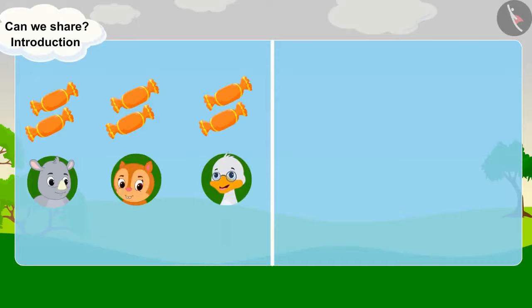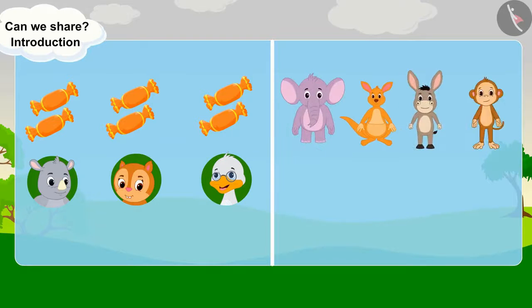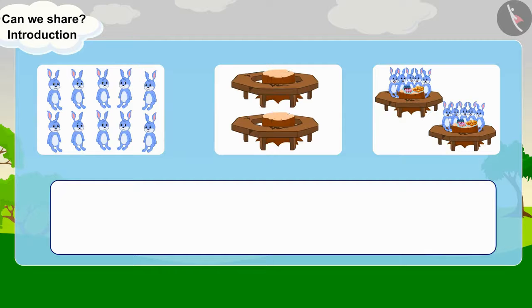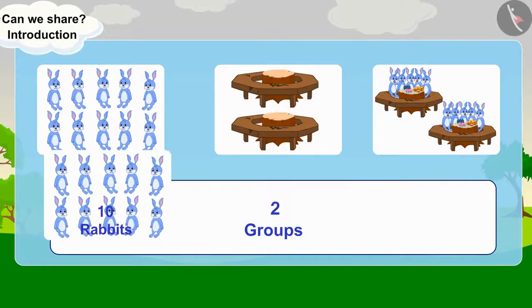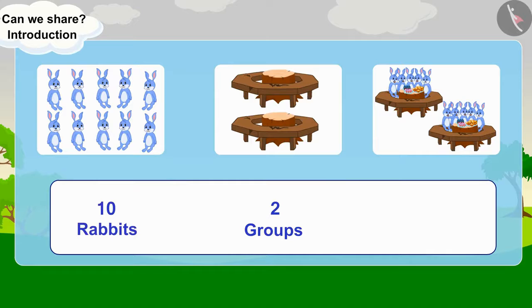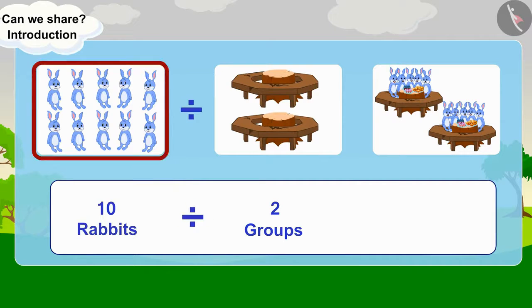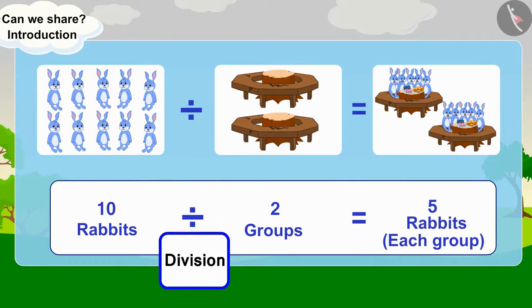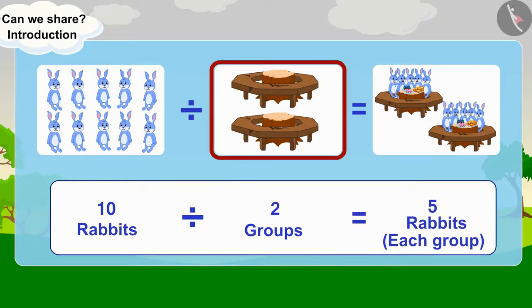Distributing things equally among people or making equal groups of people or things is called division. What are we doing here? Forming 2 equal groups of 10 rabbits. So we can call it as a group. Dividing 10 rabbits in 2 equal groups, there are 5 rabbits in each group. This is the total number of things to be divided. This is a symbol of division. This is the total number of groups.